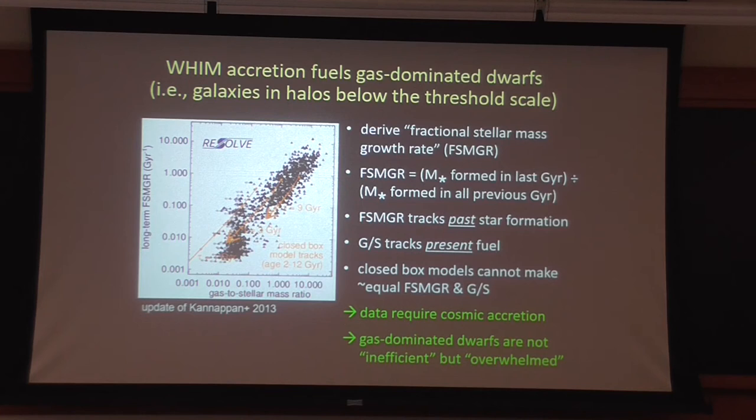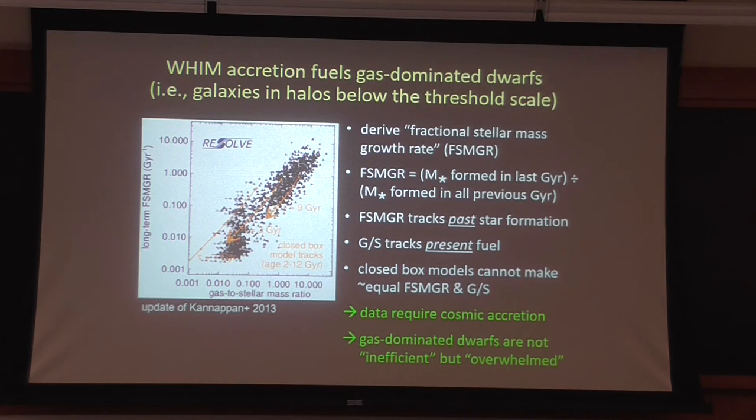Well, of course, I kind of set you up for this, with all my talk about open boxes. So the data require cosmic accretion, and moreover, what's really cool is these are the gas-dominated galaxies to the right of one. So it's this population of gas-dominated dwarfs that are doubling their mass or more. It's not fair to call them inefficient. They may be inefficient in some technical sense about the details of star formation surface density and so on, but they are the fastest growing things in the universe. And it's very important that when we call them inefficient, that fact doesn't get lost. They are doubling their stellar mass on giga-year timescales.